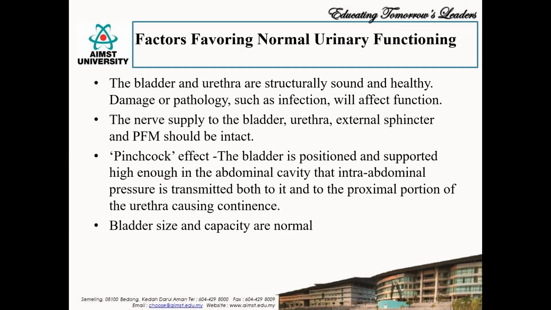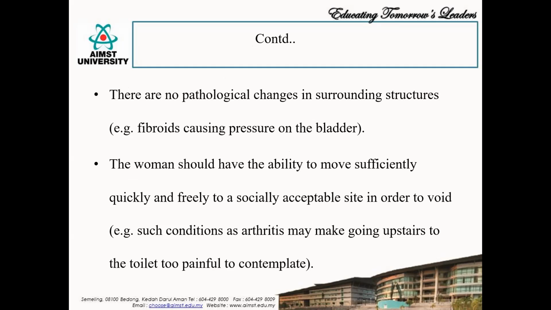Fourth is the bladder size and capacity. Normally some people will have a smaller bladder. Okay, so congenitally some people will have a smaller bladder and the size and capacity will be less. So those people will undergo micturition more often. When they undergo micturition more often, automatically the pelvic floor muscle will get irritated and the pelvic floor muscle will undergo weakness. Is that clear?